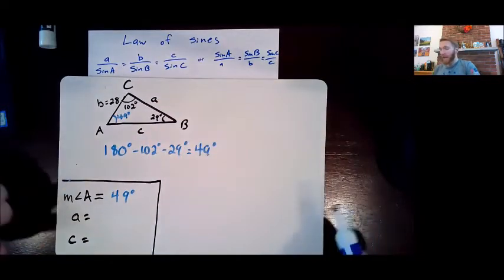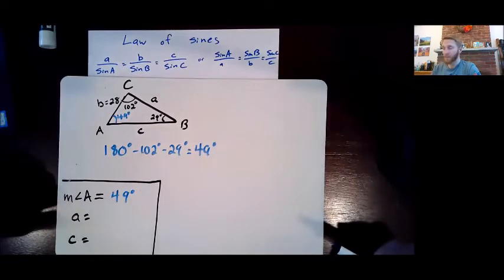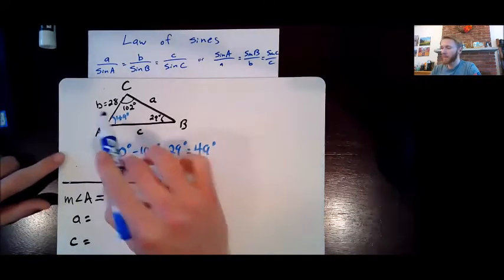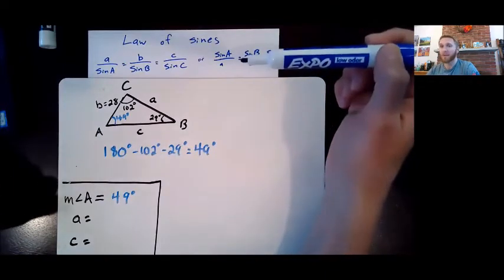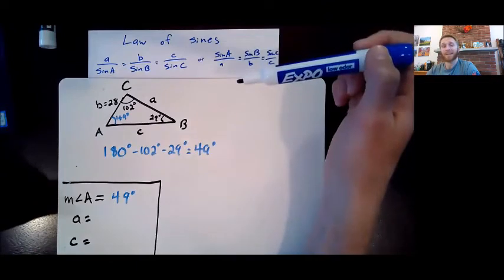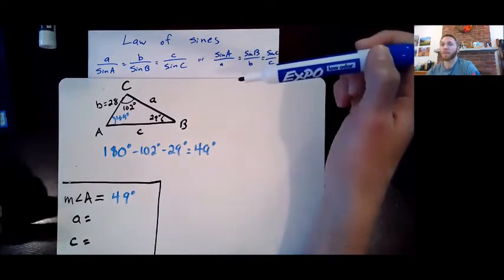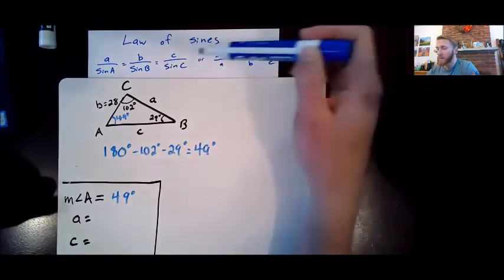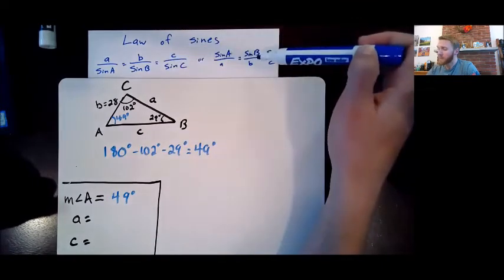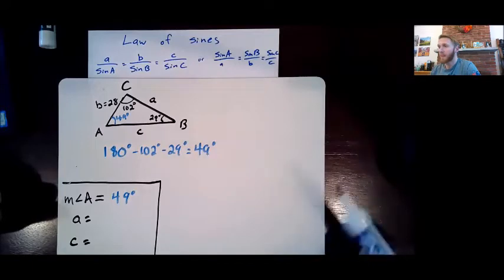Now that I have all of the angles, I can solve for all of the sides because I'm given side B. The way law of sines works is it's a ratio of the sine of a given angle and the side opposite that angle. It will be consistently equal throughout the triangle. You can choose to set up using either the sine of the angle on top or the side on top.